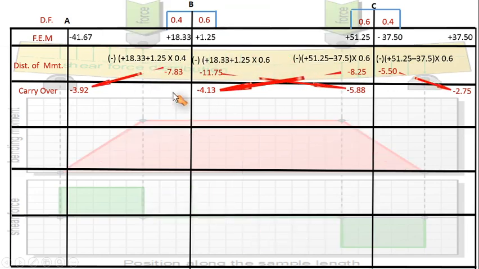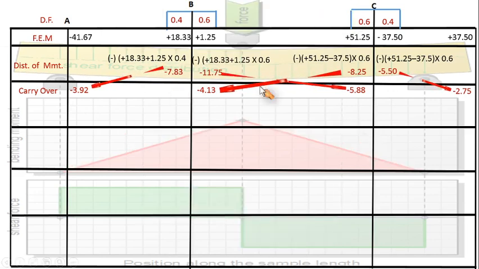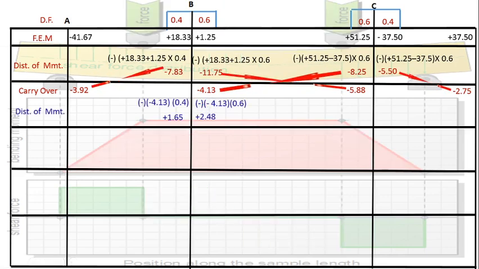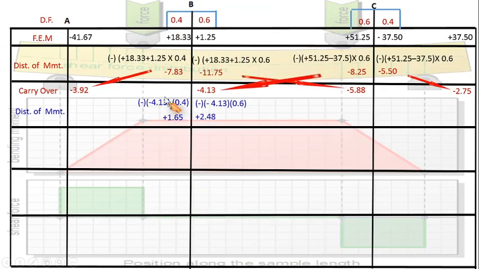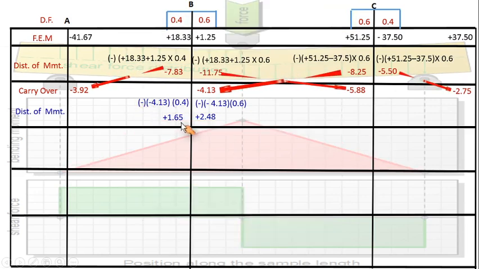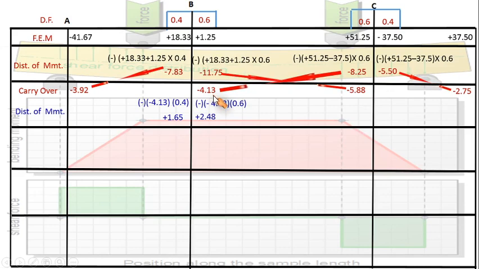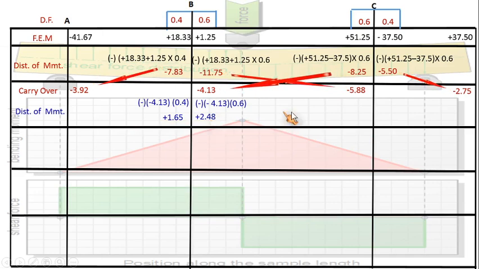After finishing with this, you can see here that about this joint some more distribution is still required. So let us do that distribution of moment once again. So here minus 4.33 multiplied by the distribution factor and its negative. So minus 4.13 into the distribution factor and its minus, that is equal to plus 1.65. Is it okay? Now here again minus 4.13 into negative of distribution factor 0.6, so that comes out to be this much. Same is the case to be done with the C joint.